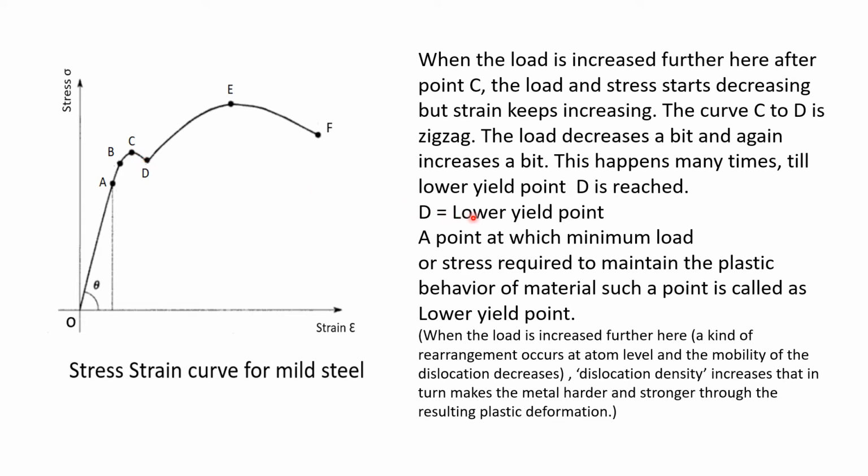And the point D is called the lower yield point, a point at which minimum load or stress is required to maintain the plastic behavior of the material. Such a point is called the lower yield point.